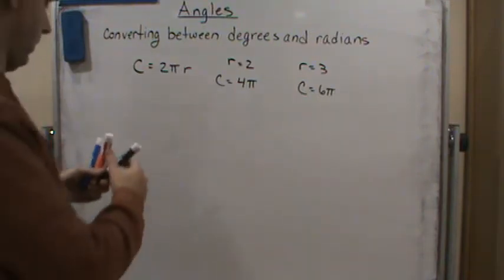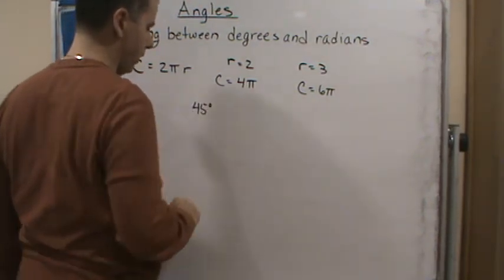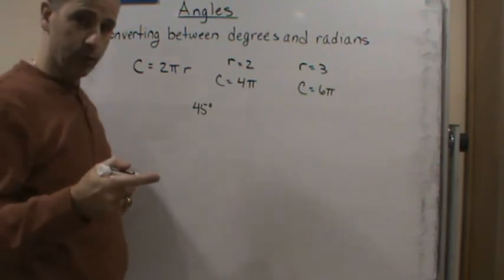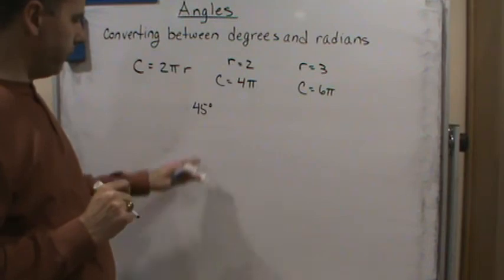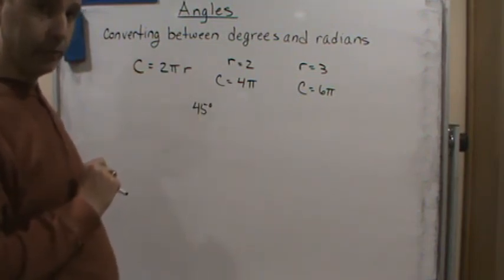Now, if we consider a 45-degree angle for both circles, think about what that means as far as the fraction of the circle. From when we were talking before about the angles, 45 degrees splits one of the quadrants in half.